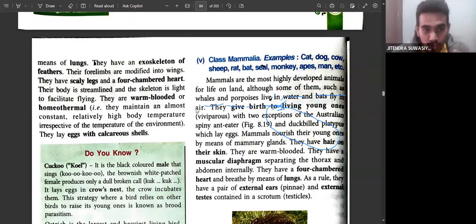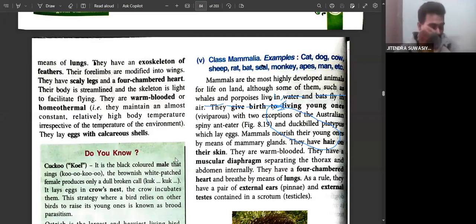For the cold blooded animals, we use the term poikilothermic animals. Sometimes we say poikilothermic animals, and sometimes we say homeothermic animals. So homeothermic animals, also known as warm blooded animals, maintain an almost constant, relatively high body temperature irrespective of the temperature of the environment, and they lay eggs with calcareous shells.